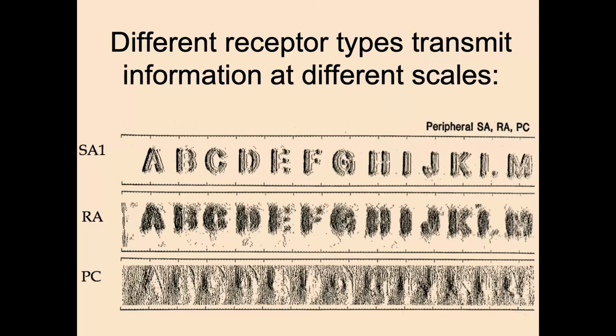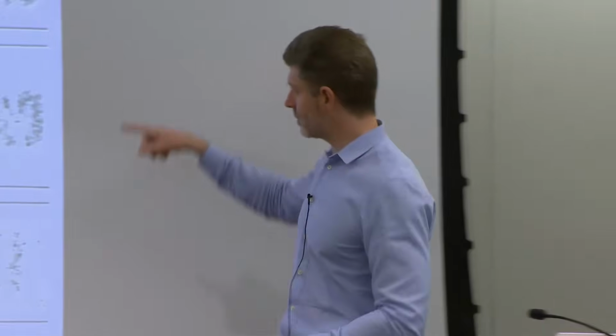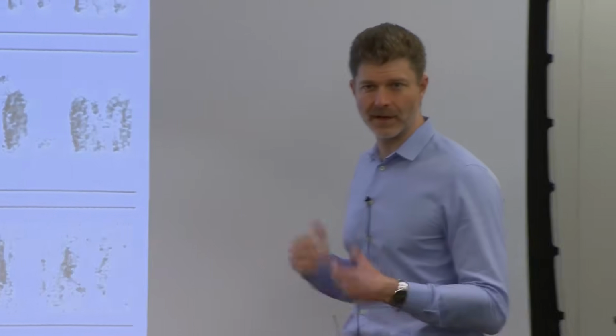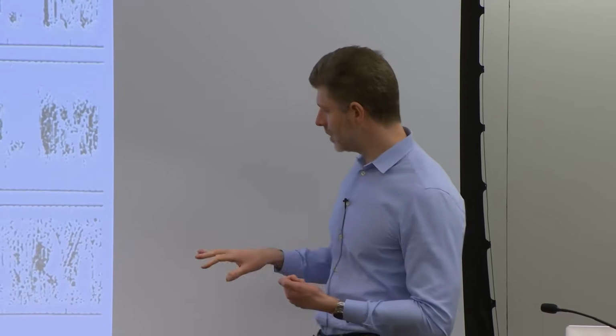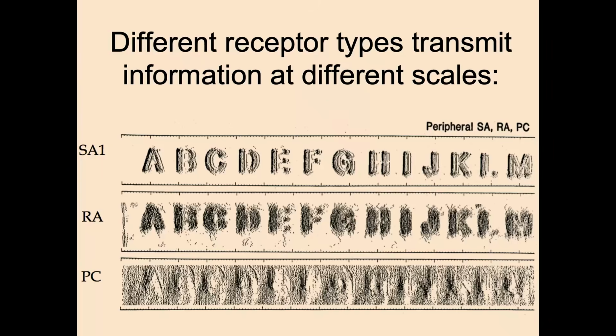What you're supposed to take away from this is that the receptor types that have small receptive fields, the SA1 and the RA, are doing a pretty good job of capturing the spatial structure of the letters. But you can see that the responses are qualitatively different, so they're responding to different things. You can also see that the PC receptors, the ones that are deeper in the skin, have bigger receptive fields and are not doing such a great job of capturing the letters. They're responding to larger scale spatial structure rather than fine scale spatial structure.